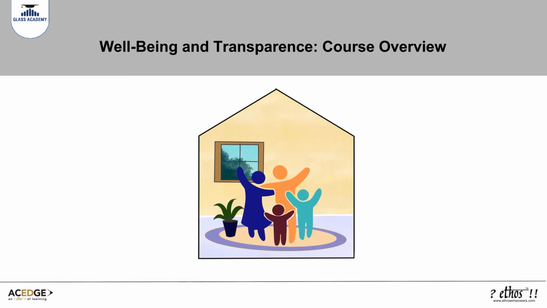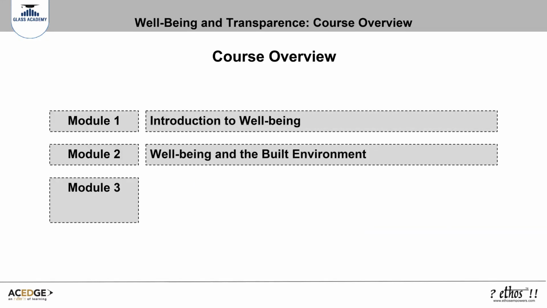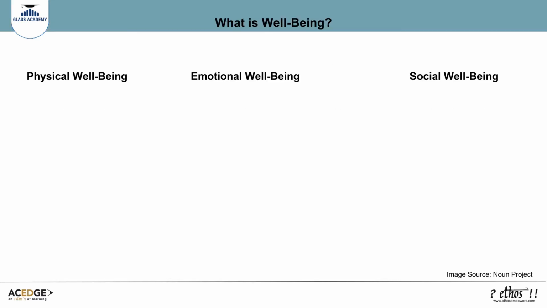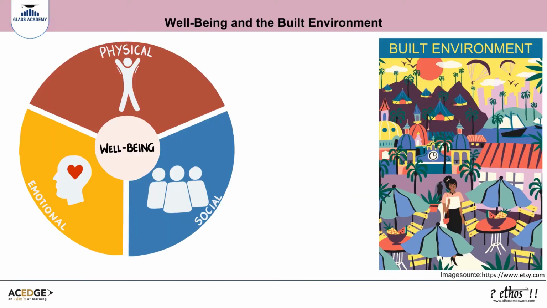This course is structured into three modules that largely address the importance of design of built environments and its impact on well-being. The first module looks into what well-being essentially is and the kinds of well-being, along with brief exercises to explore the relation between well-being and the built and unbuilt environment.